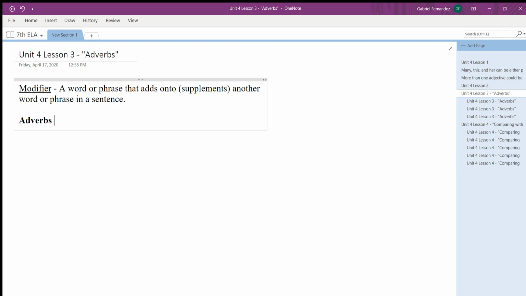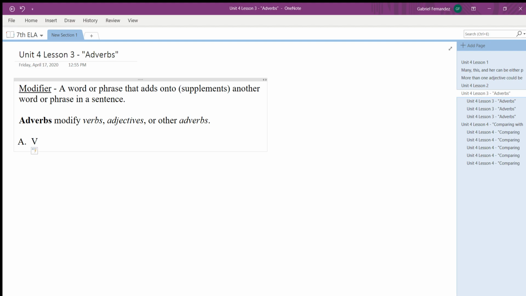Adverbs are modifiers that modify verbs, adjectives, or other adverbs. You might be wondering, adverbs modifying adverbs, that sounds intimidating. Well, unfortunately it is a little bit, but hopefully after today, it'll make sense. Let's go ahead and talk a little bit about each of these modifications and exactly what those look like.